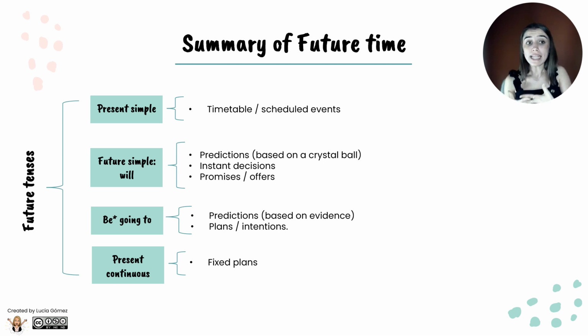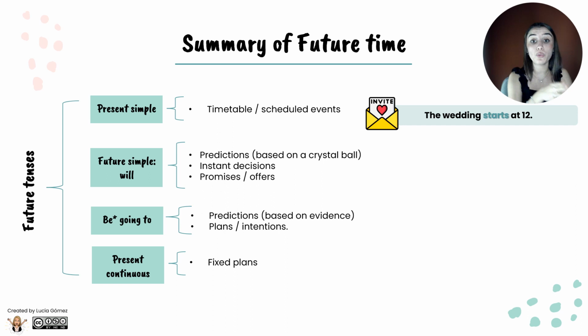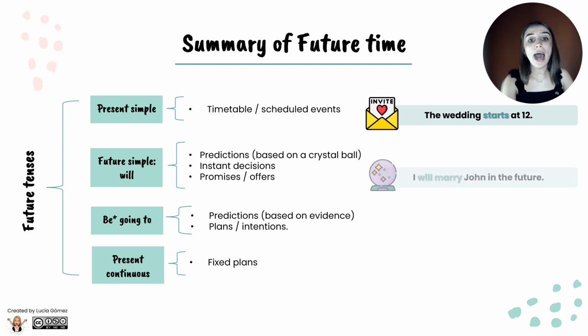Now, let me illustrate this by means of an example. Imagine that I am going to get married, and since I love you so much, I'm going to invite you to my wedding. When I give you the card, the wedding card, what you're going to see is something like the wedding starts at 12. La boda empieza a las 12. El horario fijo de la boda, como si hubiese un cartelito que pusiese la boda empieza a esta hora. Okay? Forget about this one because this is the least used in English.